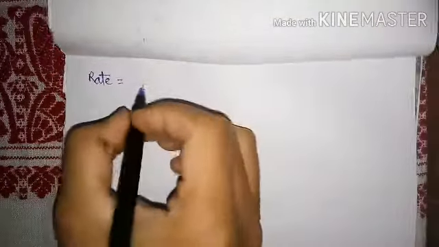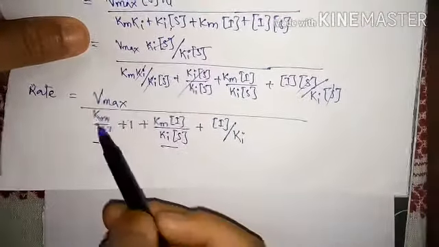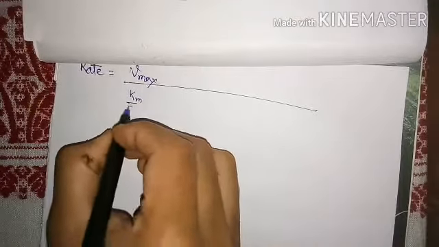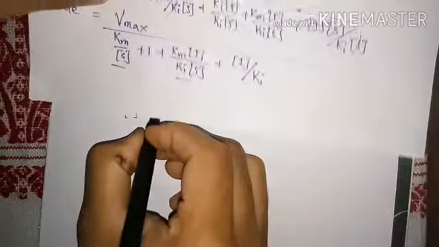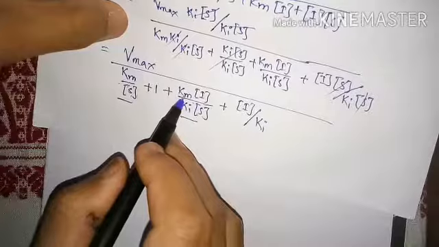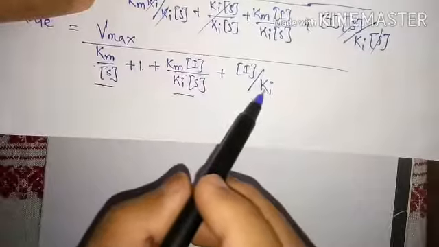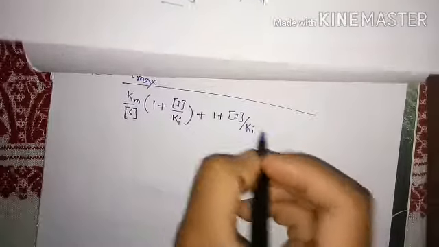Rate is equal to Vmax by, from this we are going to take these two, that means Km by concentration of S, we will take common. Okay, so if we take common Km by concentration of the substrate, then we will see that from here it will be 1 plus concentration of I by Ki, and similarly we can see this plus this concentration of I by Ki, it is already there, no? So plus 1 plus concentration of I by Ki.